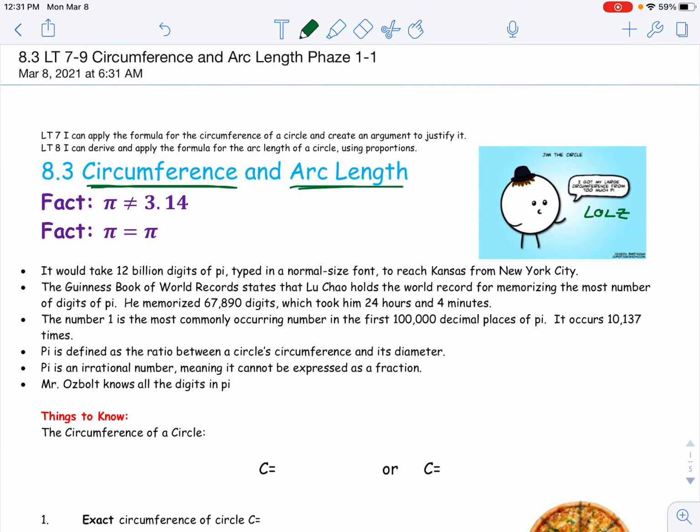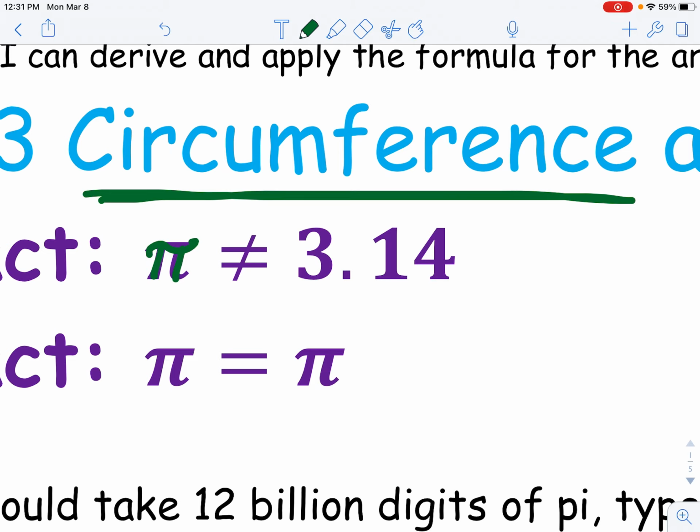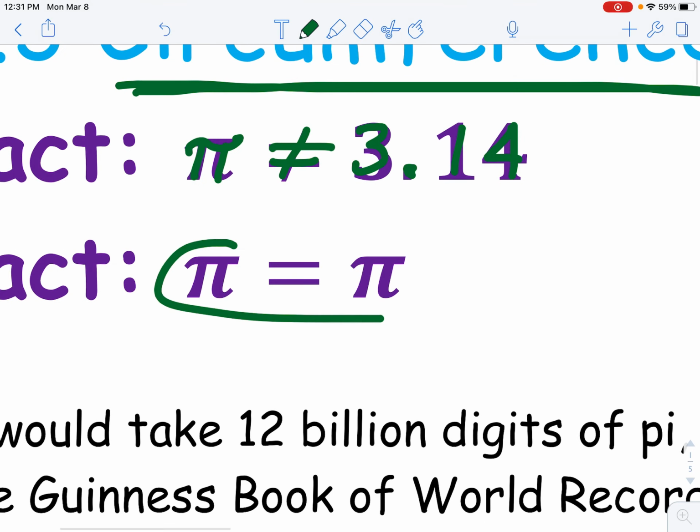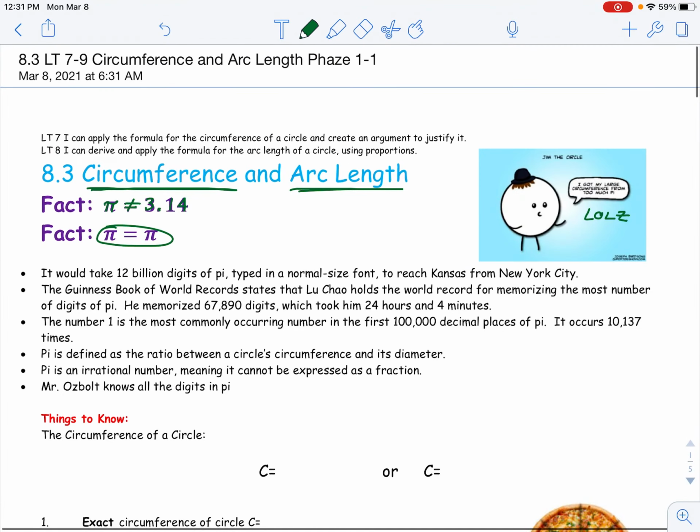Fact, if I asked you what does pi equal? You'd say 3.14 and you would be wrong. Pi does not equal 3.14. It's a number incredibly close to 3.14. But fact is, pi is only equal to pi. Pi does not equal 3.14. That is an estimation, an approximation of pi.